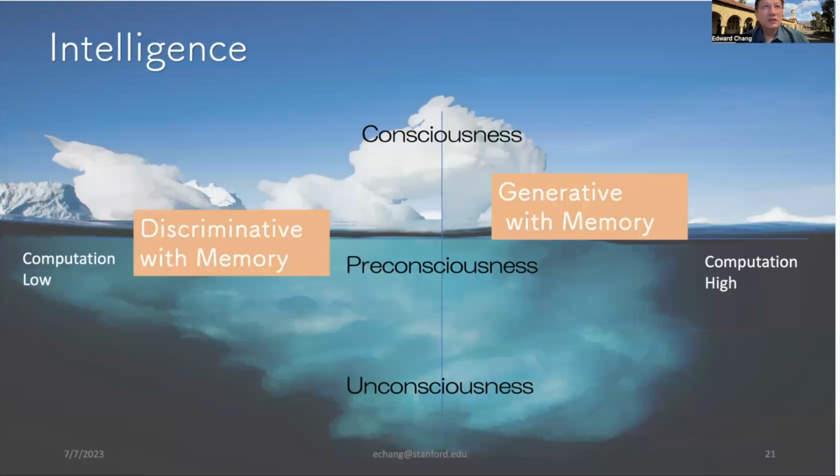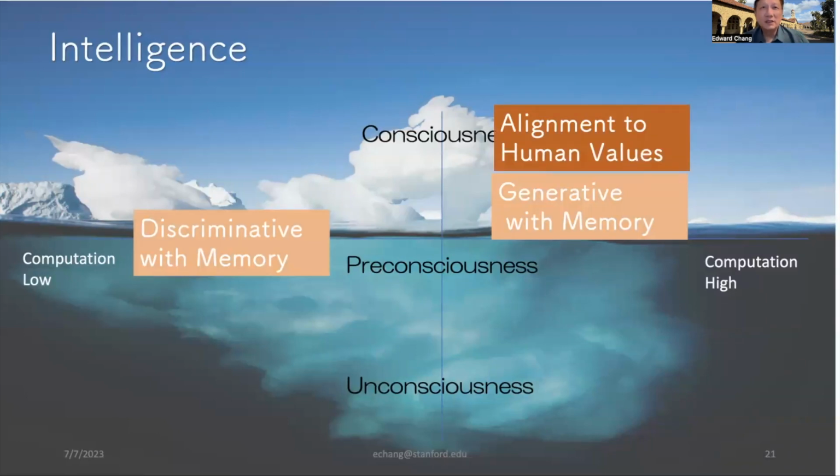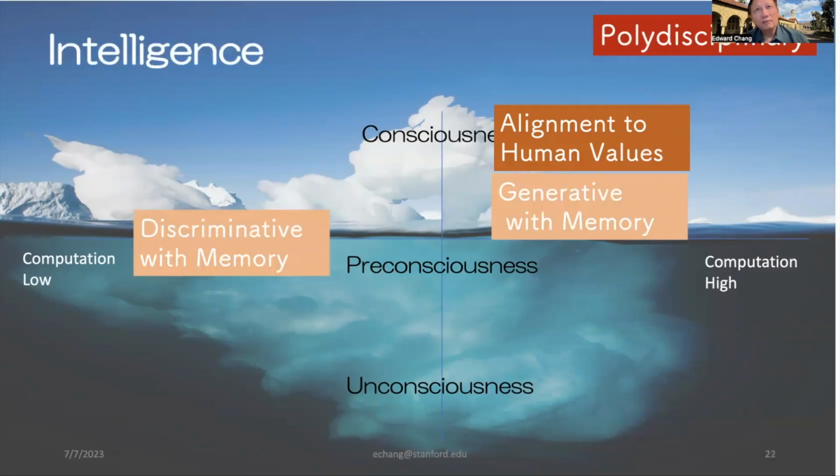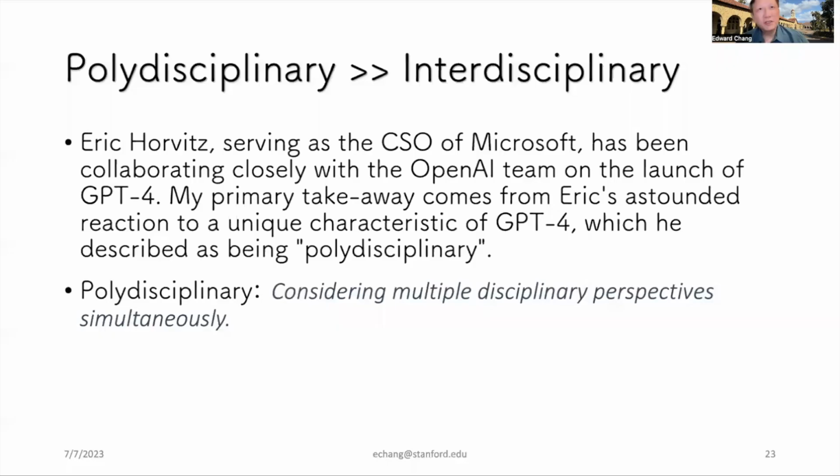So let's come back to look at this mental iceberg. Alignment is basically in the conscious situation. While we show this picture, it will become evident in about 4 or 5 slides. The next idea is called polydisciplinary, and this term was mentioned by Eric Horvitz. He's the CSO of Microsoft.